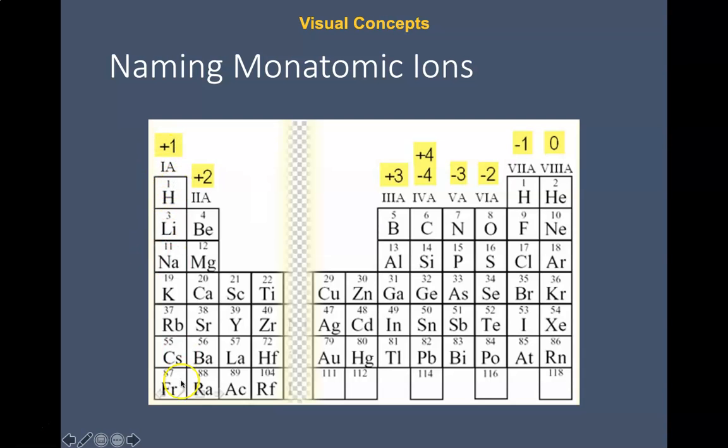From there, if it's in group 1, it's going to have a +1 charge, or most commonly it will form a +1 charge. If it's in group 2, it can form a +2 charge. Then we skip the transition metals. We just talked about how they can have multiple different charges per atom.